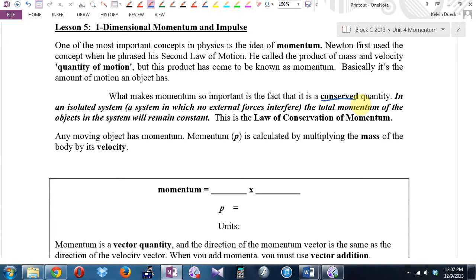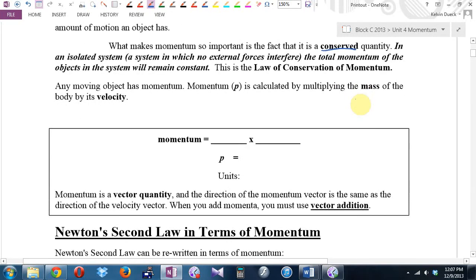Big deal, huge deal. Any moving object has momentum. Momentum, symbol P for product, because M for mass is taken, is calculated by multiplying the mass times its velocity. Momentum is mass times velocity, or P equals mv. And you'll notice I added vector bars because it is a vector. Its direction is the same as the velocity. That's where it gets its direction from.